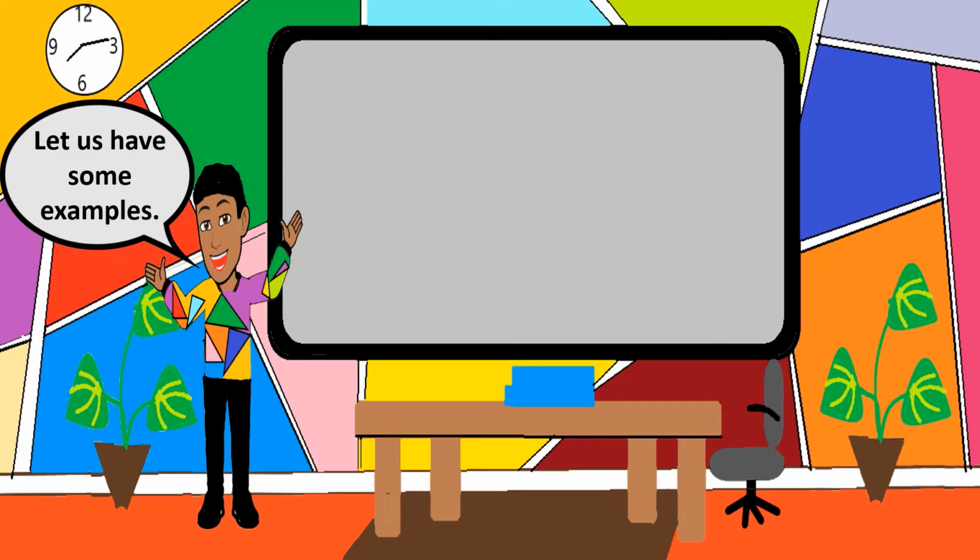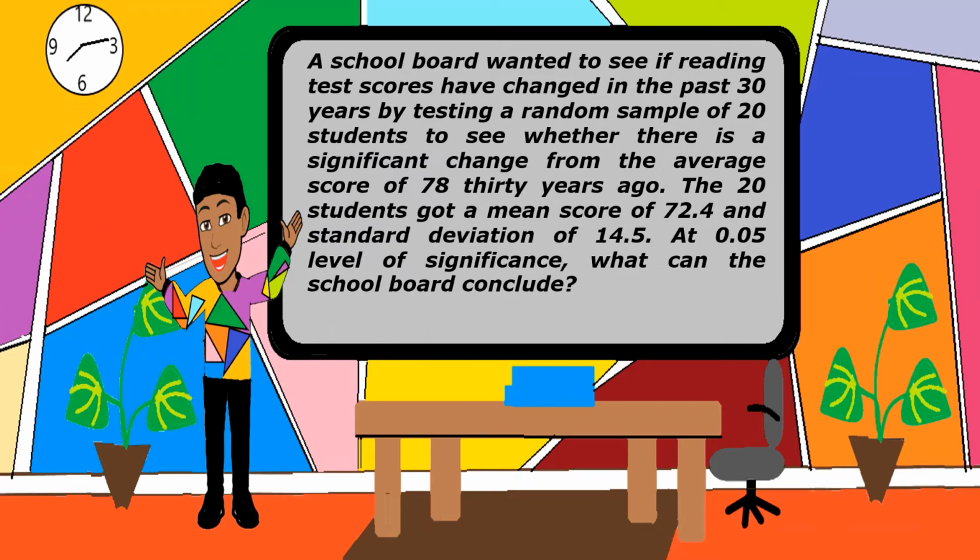Let us have some examples. Read the problem and conduct the hypothesis testing. A school board wanted to see if reading test scores have changed in the past 30 years by testing a random sample of 20 students to see whether there is a significant change from the average score of 78 30 years ago. The 20 students got a mean score of 72.4 and a standard deviation of 14.5. At 0.05 level of significance, what can the school board conclude?